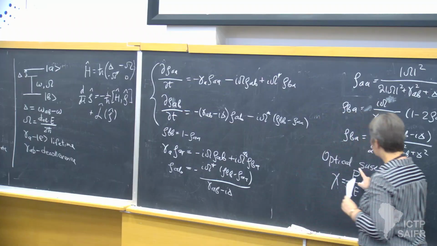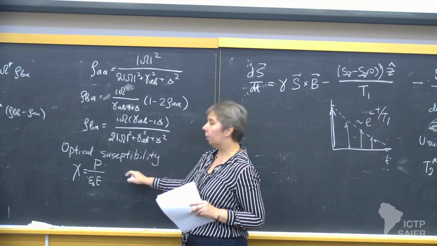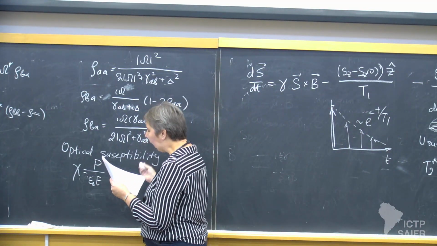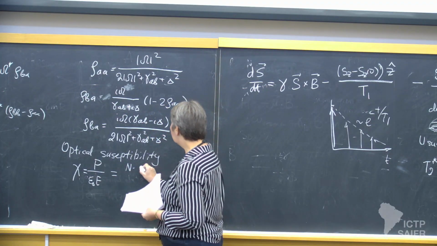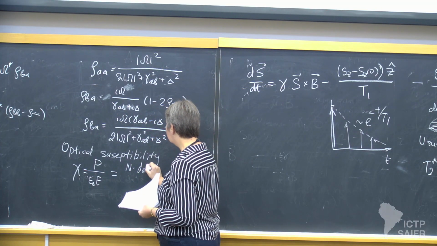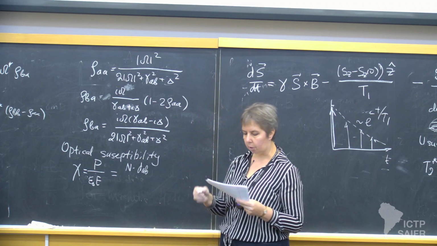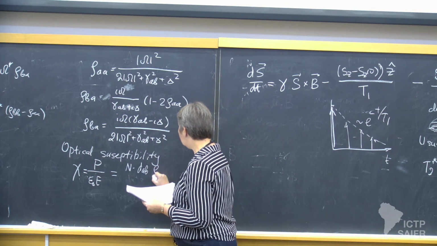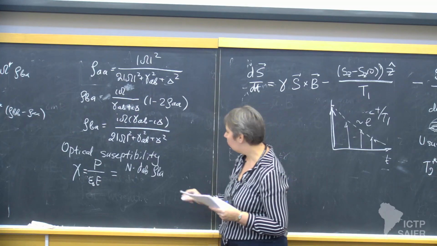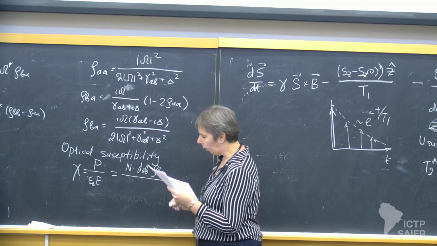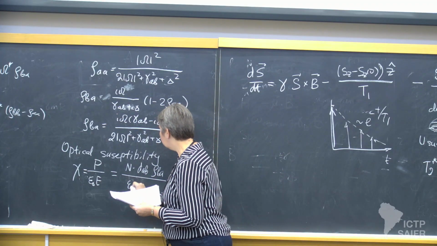But then, of course, since this is the average polarization, essentially it is the number of atoms we have in the system times the dipole moment for this transition times the rho BA. So this is the average of the polarization divided by epsilon naught times the electric field.